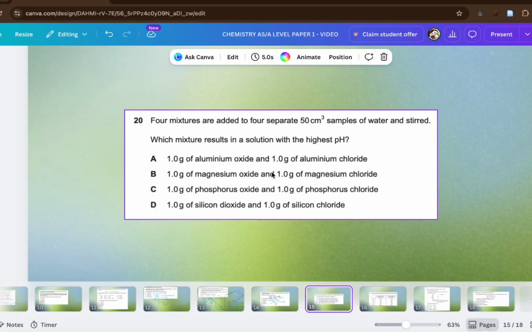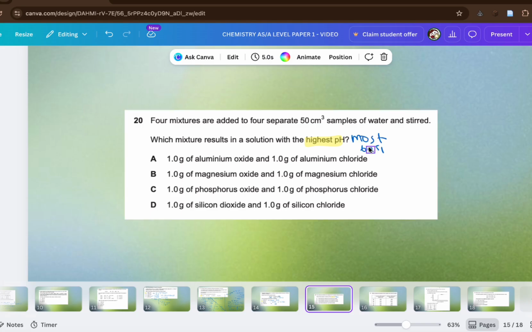Four mixtures are added to 4 separate 50 cubic centimeter samples of water and stirred, which most results in a solution with the highest pH? So highest pH over here means the most alkaline, most basic. Okay, so we need to find a solution that makes it have high pH, if it's mixed.